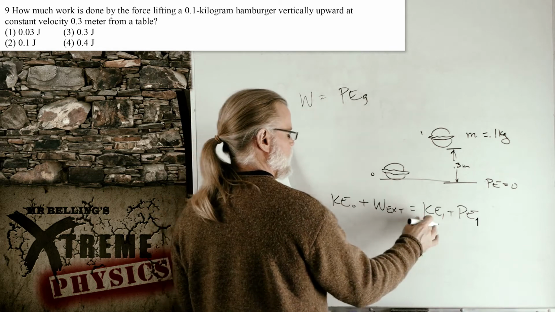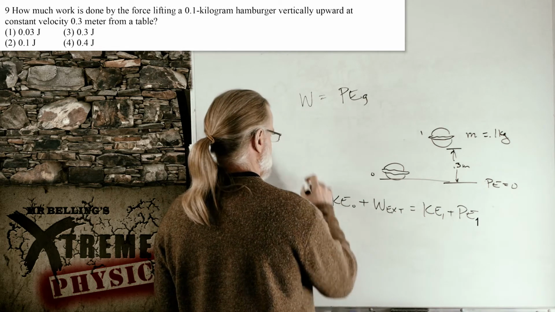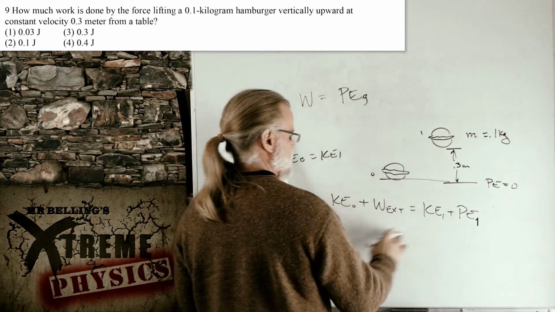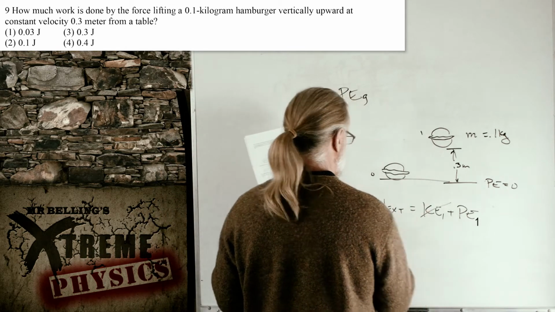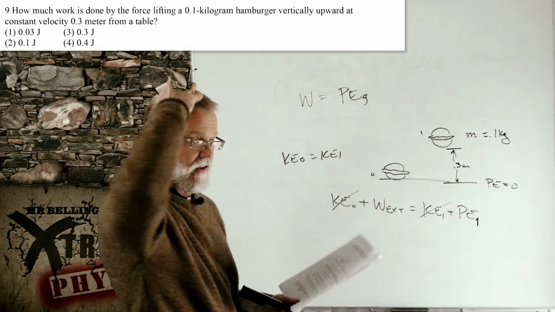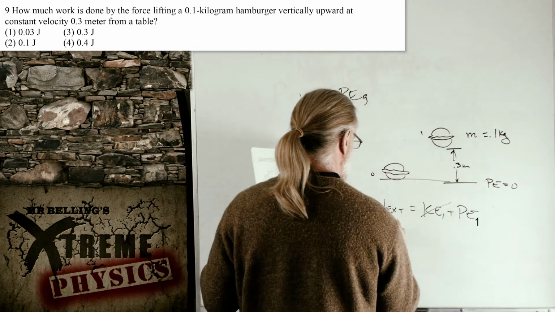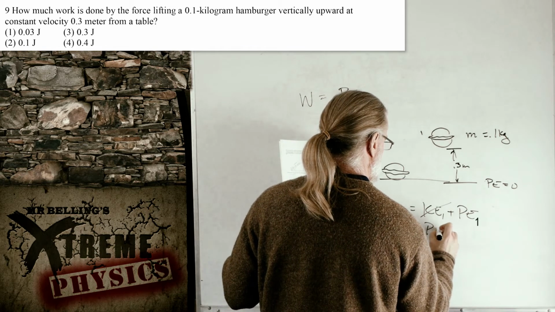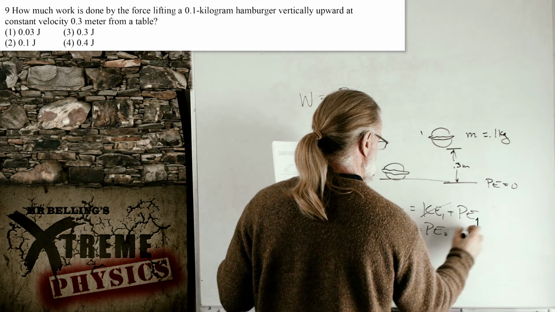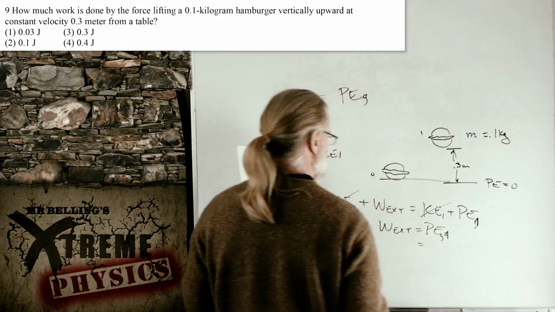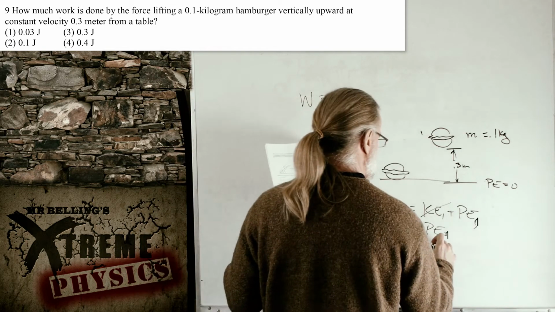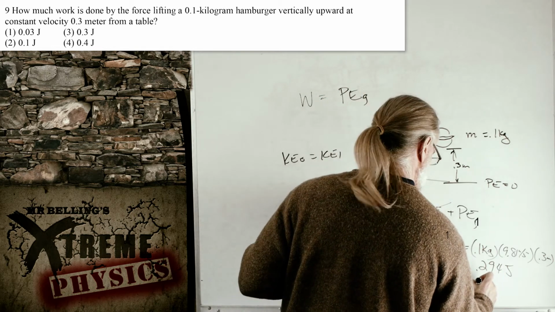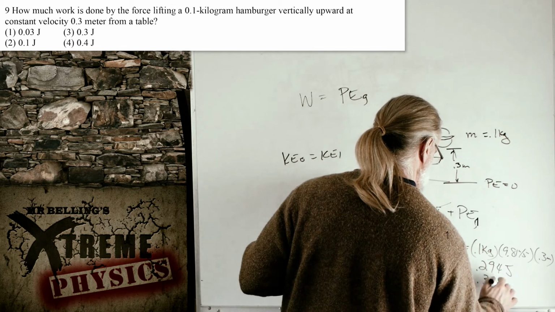Since the kinetic energy at 0 equals the kinetic energy at 1, you can subtract those out, and they go away, because it's the same number. So the work done is going to equal the gravitational potential energy. Let's put a G there. And that is going to be mgh. They only gave us one significant figure here, so it's looking like 0.3 joules.